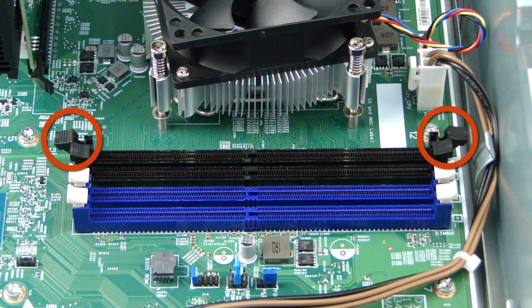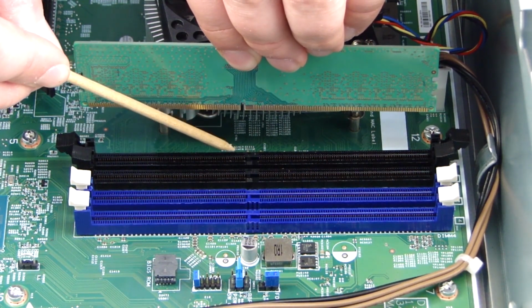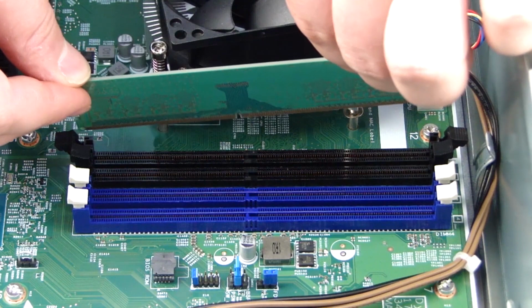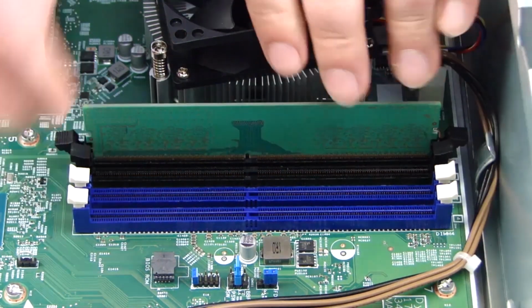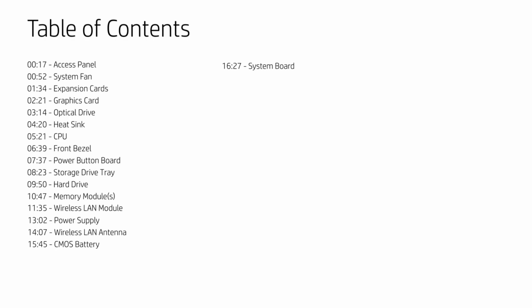Replacement. Ensure the memory module slot latches are open. Align the notch in the memory module with the memory module slot key. Push the memory module down firmly into the slot until the latches snap into place and the module is fully seated.